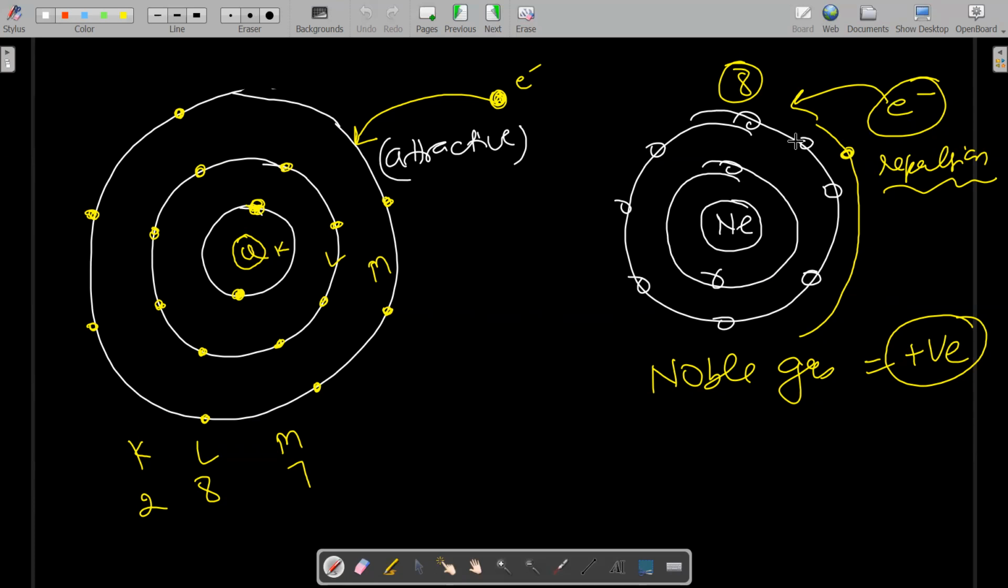For noble gases, the electron gain tendency is not possible because they already have a stable configuration. So the electron will not add, because the electron will be repelled. Repulsion is there, and due to repulsion, if we want to add the electron, energy has to be provided. A very high amount of energy has to be provided. So this is the reason that in all stable configurations, electron gain enthalpy is positive.